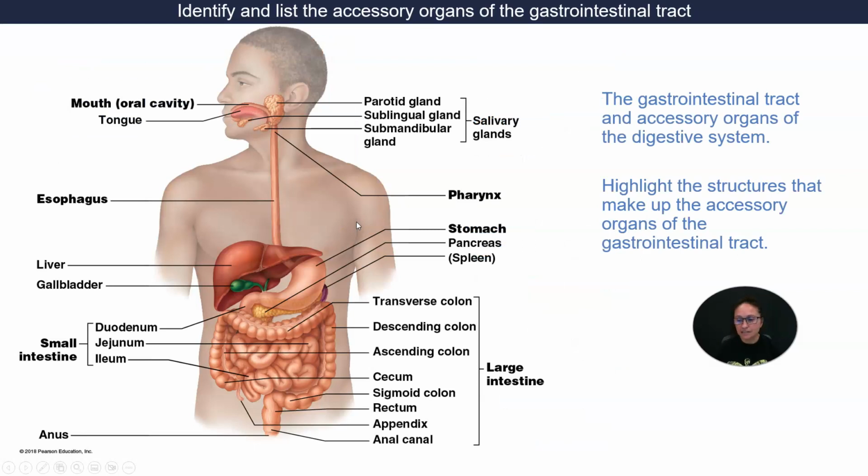Right, so as an activity, on this picture I want you to highlight all the organs that make up the accessory organs of the gastrointestinal tract. Do them in a different colour.